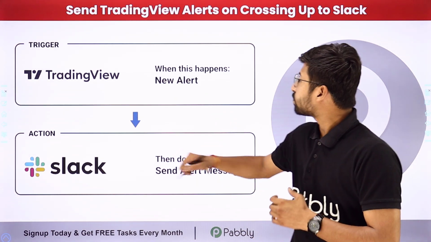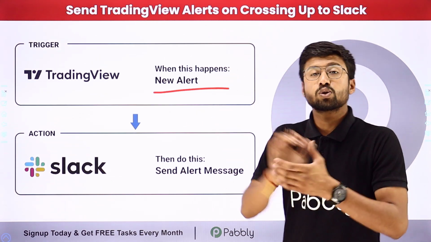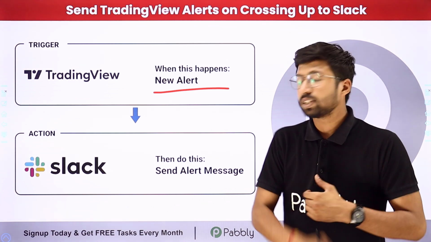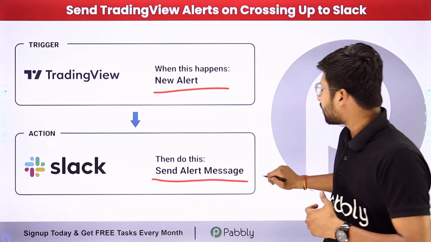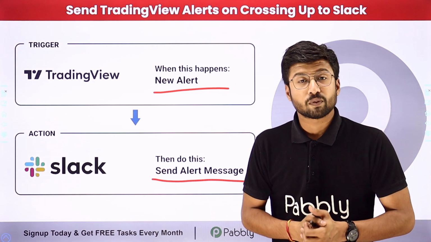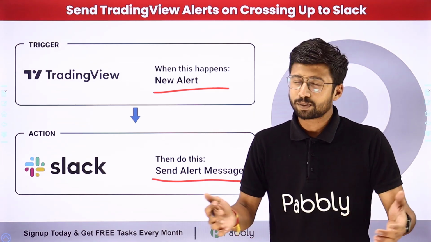In this automation, as we are going to get a new alert for any stock price crossing up in TradingView, we are going to send that same alert as a message on our Slack channel to update our team members immediately. Now, if you want to know how you can set up this kind of automation, for that you just have to come with me to my screen.